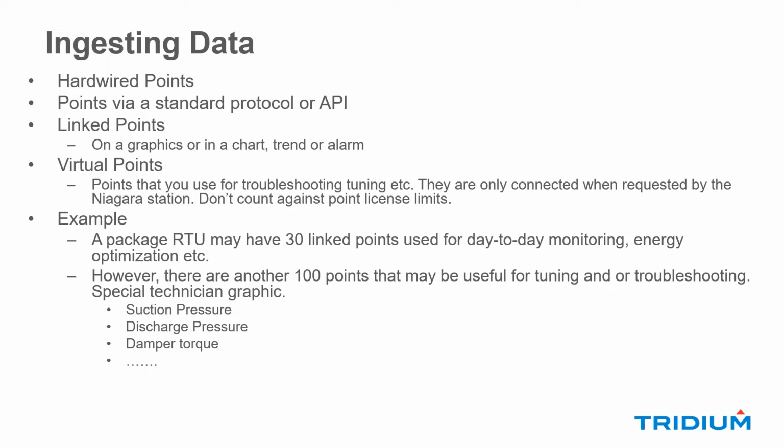An example might be a package rooftop unit that's got 30 day in and day out points that we use. However, there could be 100 points that might be useful for tuning and troubleshooting. For a technician in particular, it might be a graphic that only a technician has access to, but it's got things like suction pressure, discharge pressure, damper torque to see if the dampers are actually pushing the dampers open, those types of things. So we have to think about all this data that's available to us and make it easier for people to do things when it's an emergency. It's easy to create points for day-to-day operation, but what happens when it's some unique situation that we need this extra point? So how do we do that?